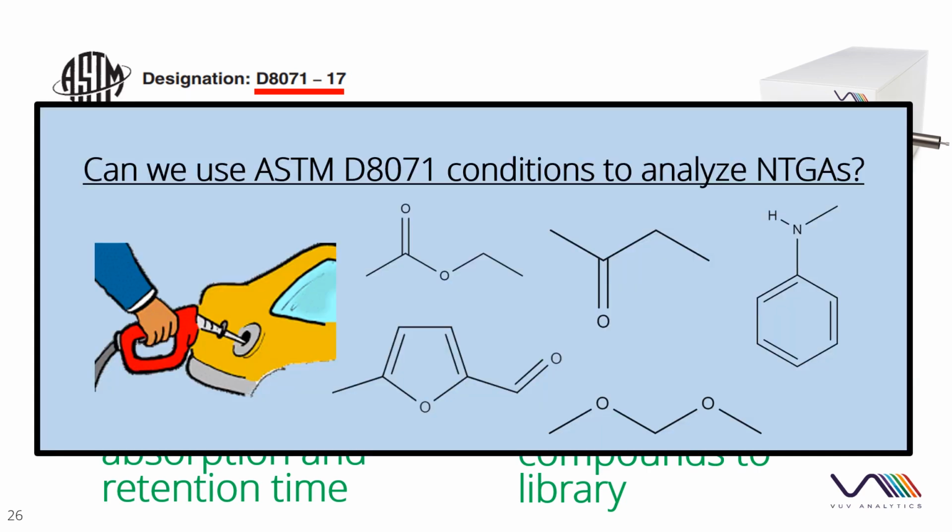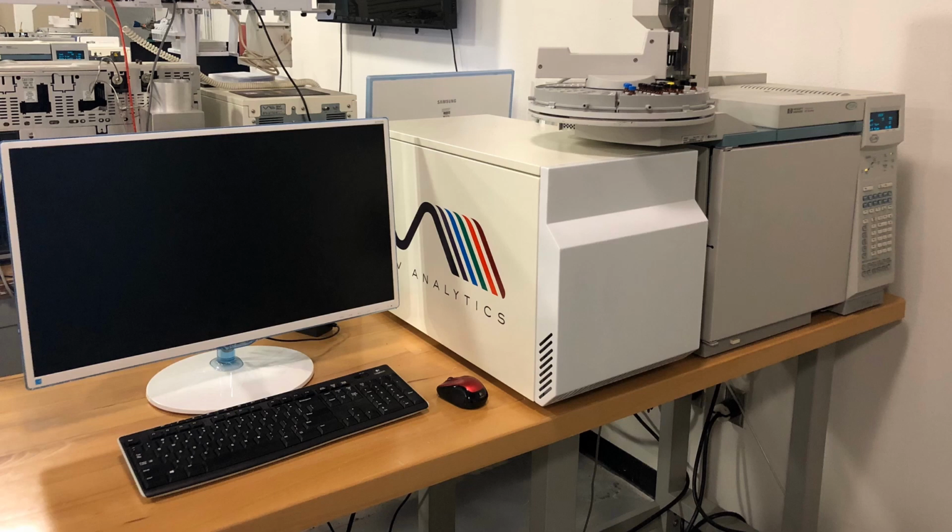And so our experimental question was, well, can we take these method conditions and use them to analyze our gasoline samples for the presence of these additives? So on to the experiment itself. I've just got a quick picture here of our instrumental setup. We're using a VGA 101 with an Agilent GC.